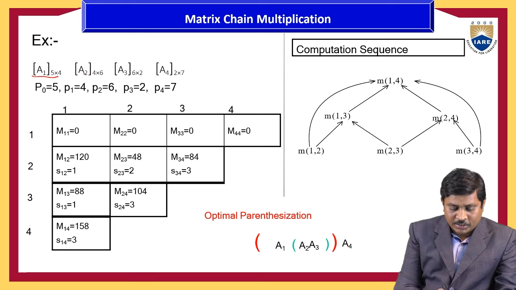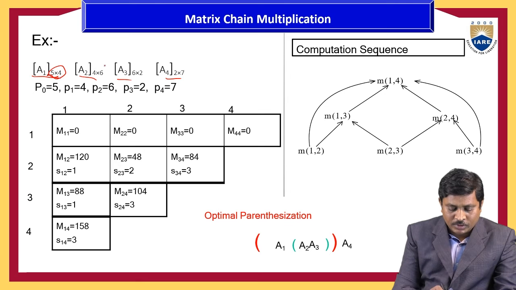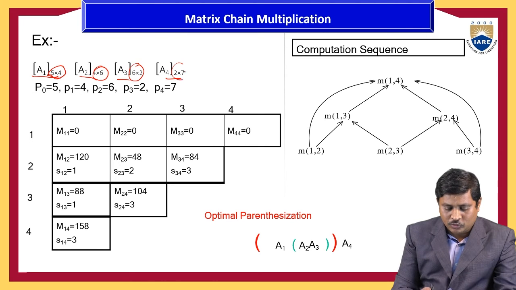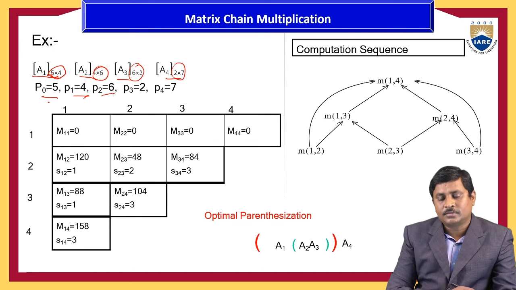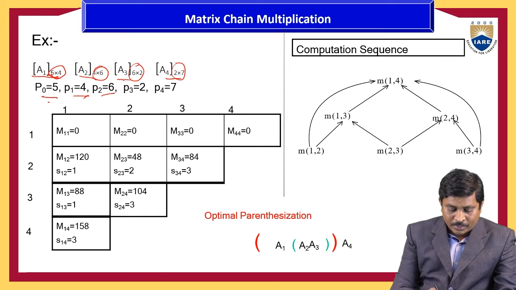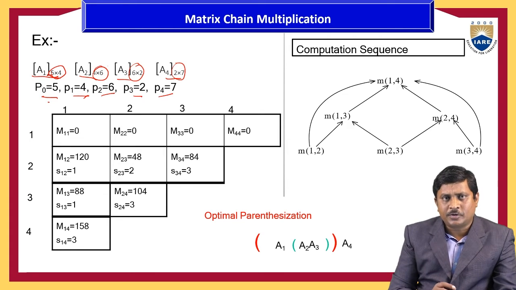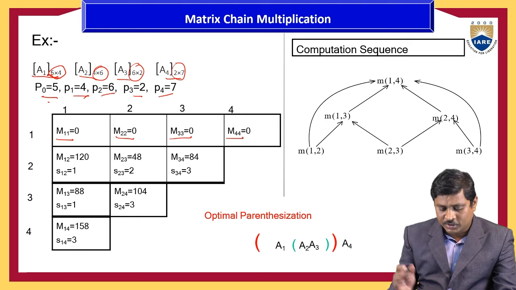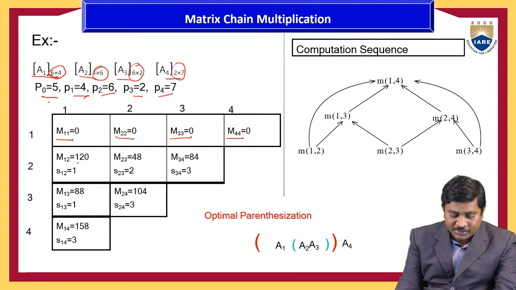Here A1, A2, A3, A4, 4 matrices are given. The orders are given 5 by 4, 4 by 6, 6 by 2 and 2 by 7. So p0 equals 5, p1 equals 4, p2 equals 6, p3 equals 2, p4 equals 7. Now here m[i,i] equals 0, that is m11 equals 0, m22 equals 0, m33 equals 0, m44 equals 0. Now how to find this m12?